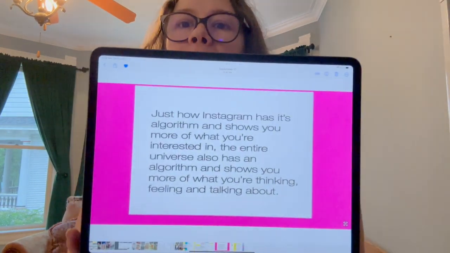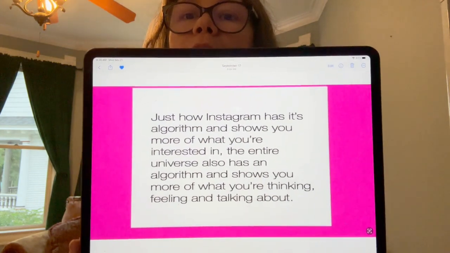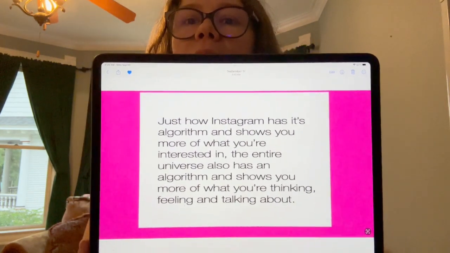This is one of those, I guess it's a meme, but it's legit. It says, just how Instagram has its own algorithm and brings you more of what you want to see, the universe is doing the same thing. Whatever you are thinking about, whatever you are feeling, the universe is like a magnet, bringing it to you. If you're thinking about negative things, holding on to negative emotions, the universe is like, oh, she wants more, guys, more.